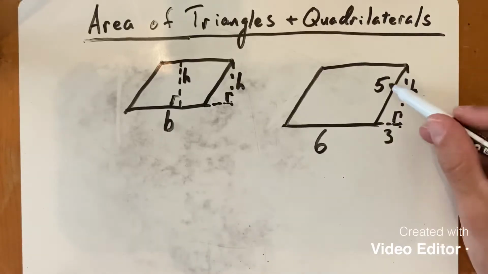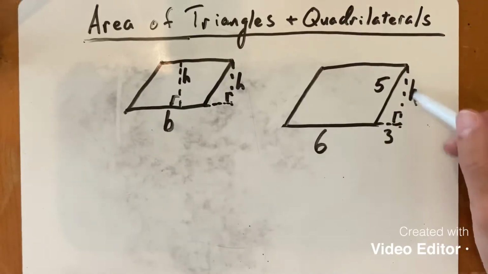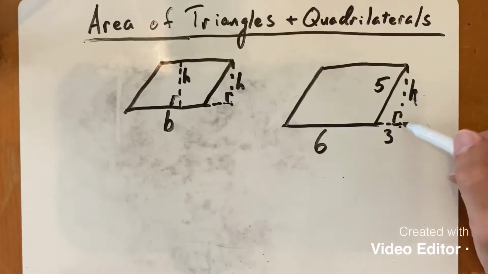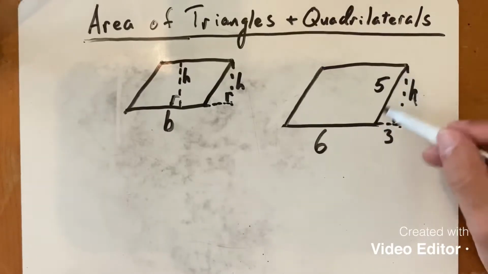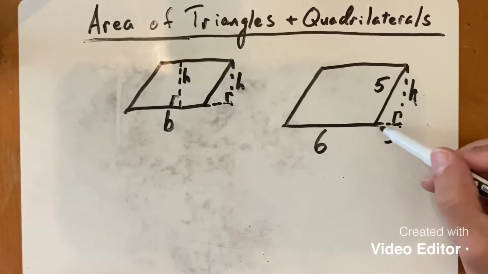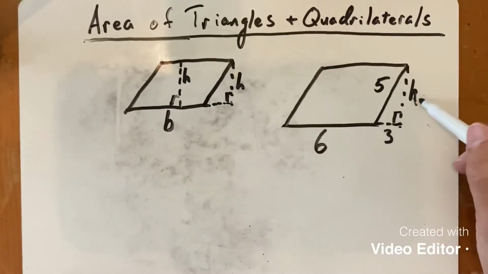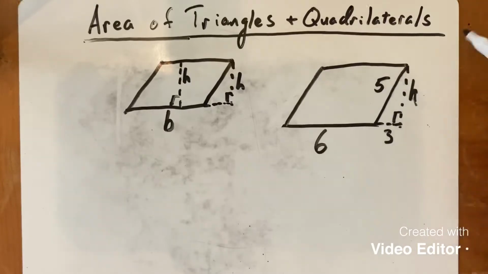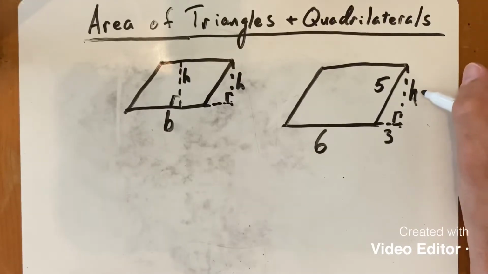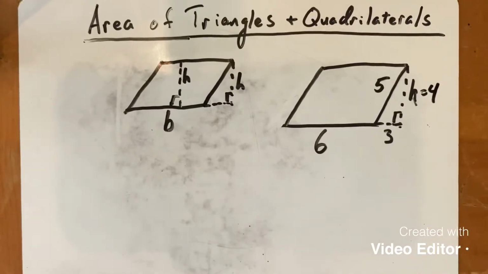So how are we going to find this height? We're going to use our right triangle, Pythagorean theorem. This side is now the hypotenuse of that triangle, and this section is one of the legs, so the height is the other leg. All right, so a squared plus b squared equals c squared. When we calculate that out, this ends up having a value of 4.